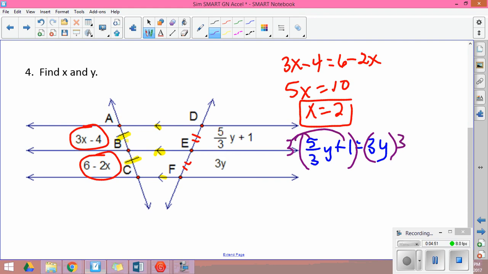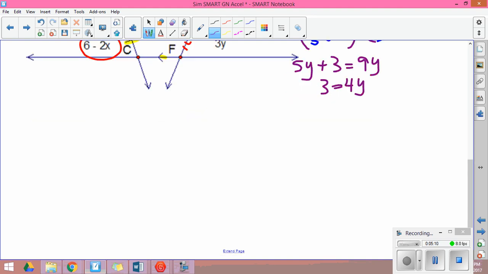Go ahead and do the distributive property. When I take 3 times 5/3 y, the 3's will cancel and leave me 5y. When I take 3 times 1, I'm left with 3, and that will equal 9y. Subtract 5y from both sides. 3 is equal to 4y. Divide by 4 to get y alone, and I end up with 3/4 is equal to y. And that's just a nice review of how to deal with fractions.